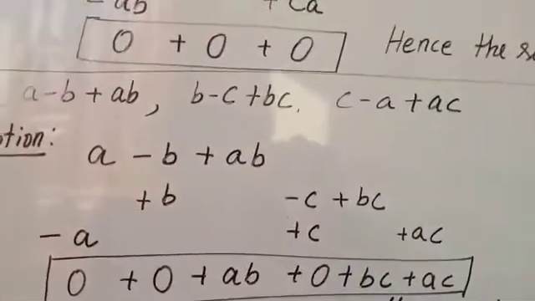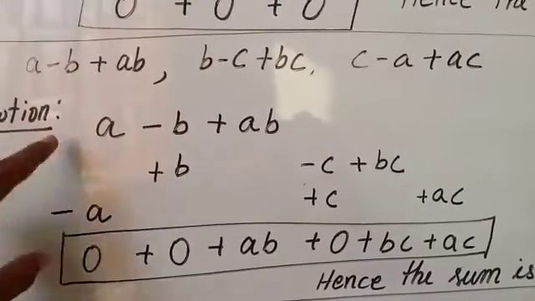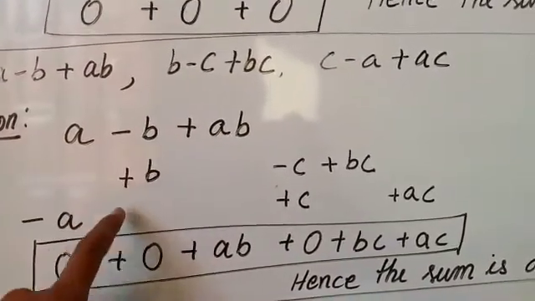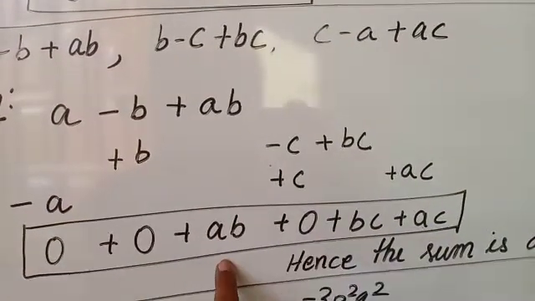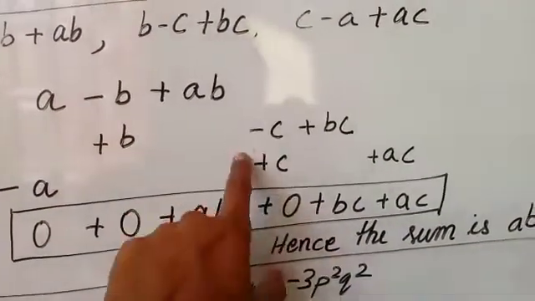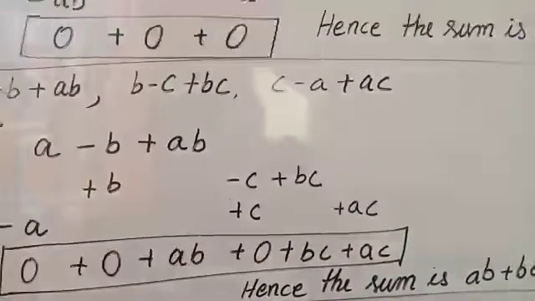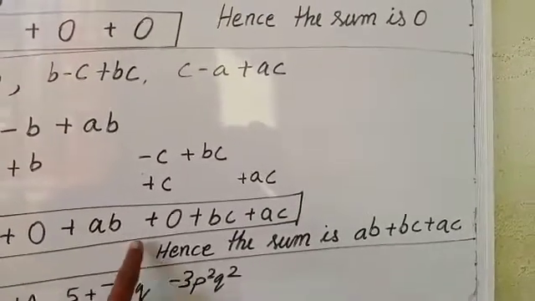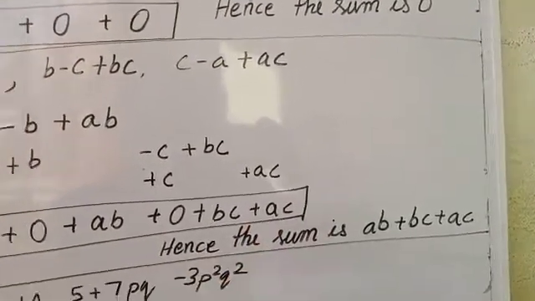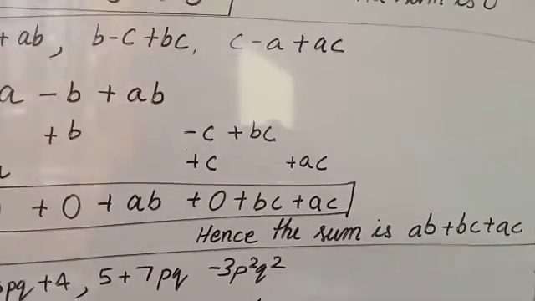Now again we have to add it. When we have the opposite sign, we have to subtract. So 0 plus minus 0. AB nothing is there, so we have to write AB plus minus it becomes 0 plus BC AC. Now what we have left out is, hence the sum is AB plus BC plus AC.